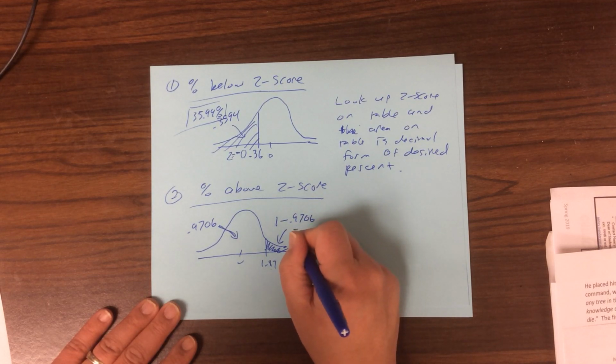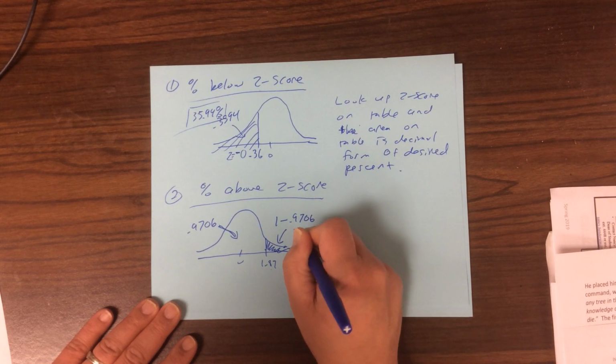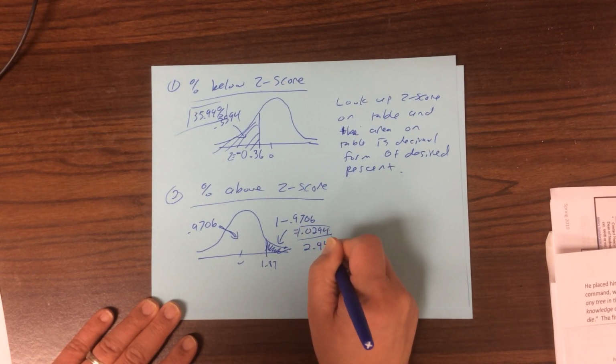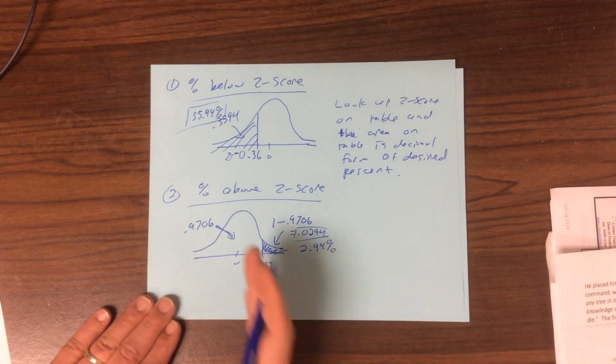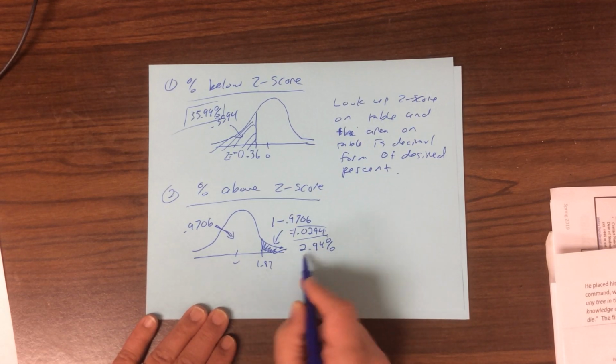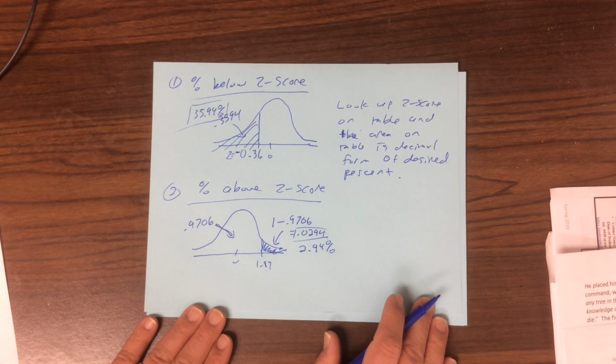Okay, and that's like 0.0294, right? So it'd be like 2.94% of the area. So what percent of the area lies above a z-score of 1.87 or 1.89? 2.94% of the area. Okay, so that's how you do it.